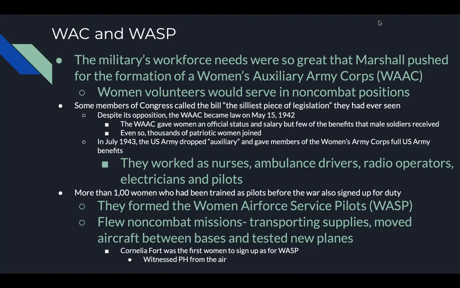More than 1,000 women who had been trained as pilots before the war also signed up for duty. They would form the Women Air Force Service Pilots, or WASP. They flew non-combat missions as well, transporting supplies, moving aircraft between bases, and testing new planes. Cornelia Fort was the first woman to sign up for the WASP, and your book says she witnessed Pearl Harbor's attack from the air. Fun times. That's not a fun time. I take that back. Do not quote me on that.